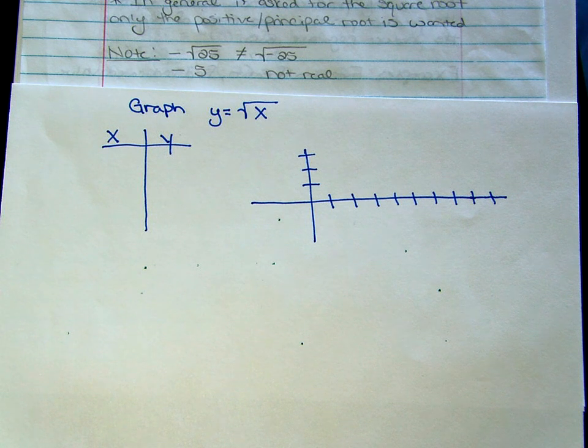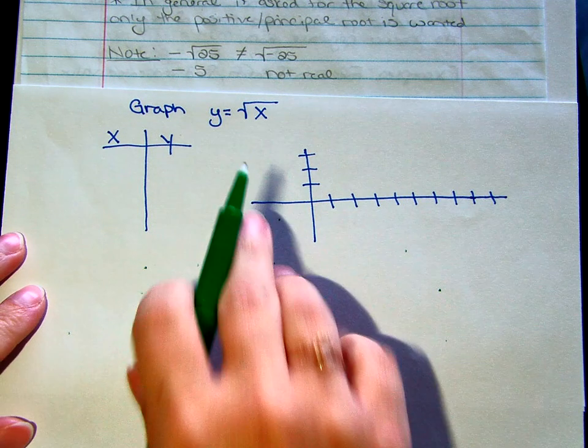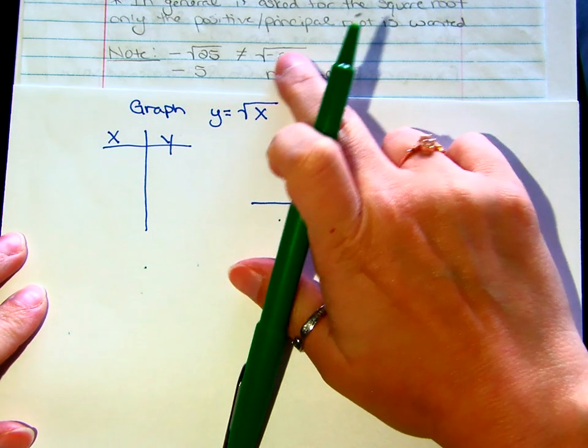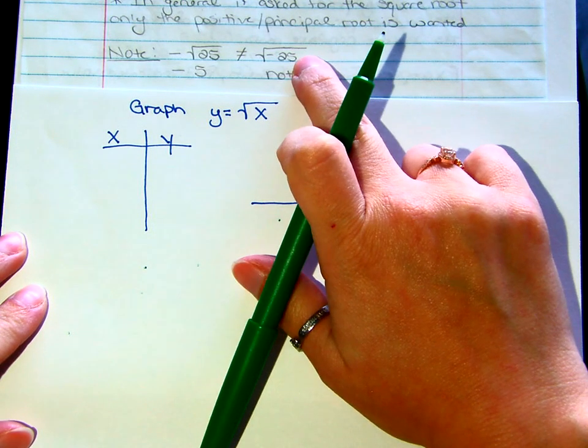Now, in this section, you are not asked to graph these in Pearson or anything else. I just wanted you to see what these look like on a Cartesian coordinate system. I know that this is the square root of x, and I just said I can't take the square root of negative numbers, so I'm going to start my x values at 0.